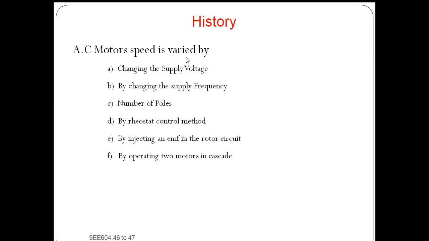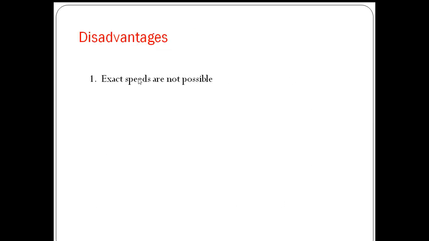As synchronous motors are constant speed motors, induction motors can be operated at variable speeds. By using these methods, we can control the speed. The main disadvantage with these methods is that exact speeds may not be possible. Suppose we want to run the motor at 1440 rpm, we may not get the exact speed. We may get around 1450 or 1430 rpm. So we need to adjust according to that requirement, and it will cause more maintenance cost.